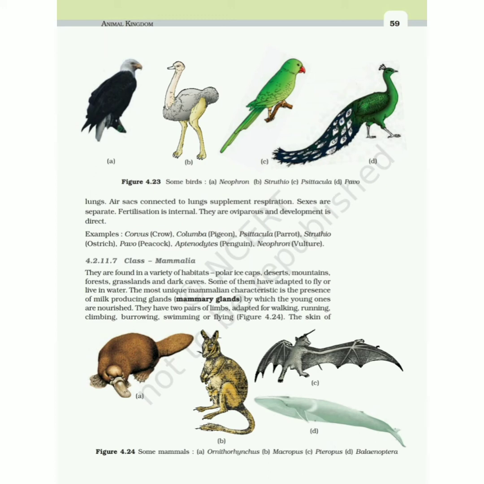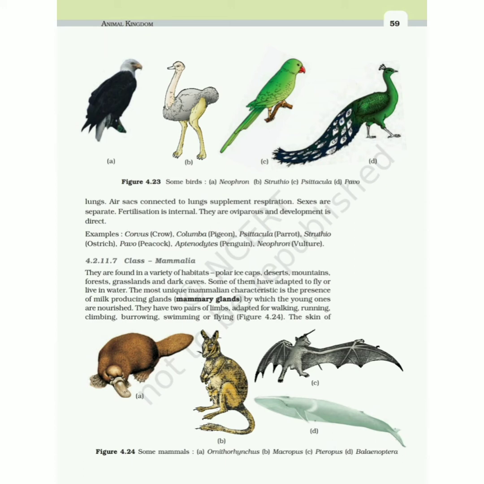4.2.11.7 Class Mammalia. They are found in a variety of habitats: polar ice caps, deserts, mountains, forests, grasslands and dark caves. Some of them have adapted to fly or live in water. The most unique mammalian characteristic is the presence of milk-producing glands, mammary glands, by which the young ones are nourished. They have two pairs of limbs, adapted for walking, running, climbing, burrowing, swimming or flying, figure 4.24.